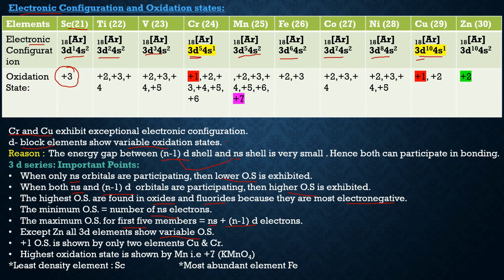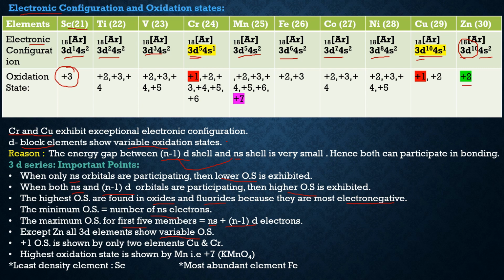Now, coming to zinc, after removing 2 electrons from 4s, the 3d10 configuration is extra stable and hence the third electron is not removed because a large amount of energy is required for that. Hence, zinc only shows +2 oxidation state.